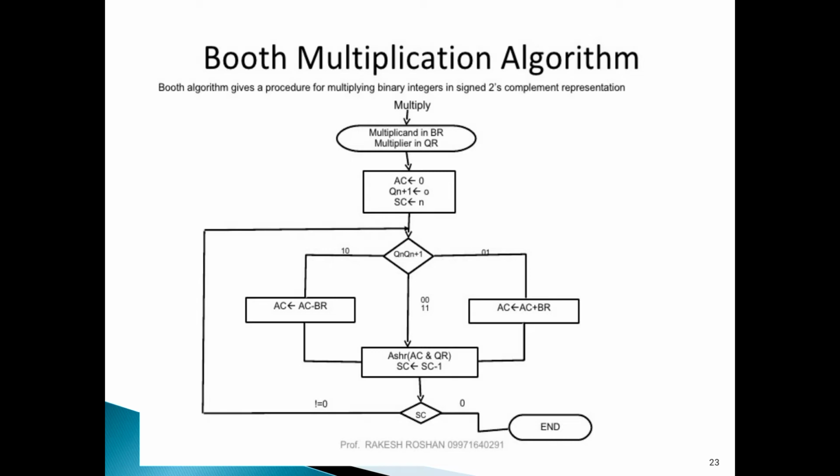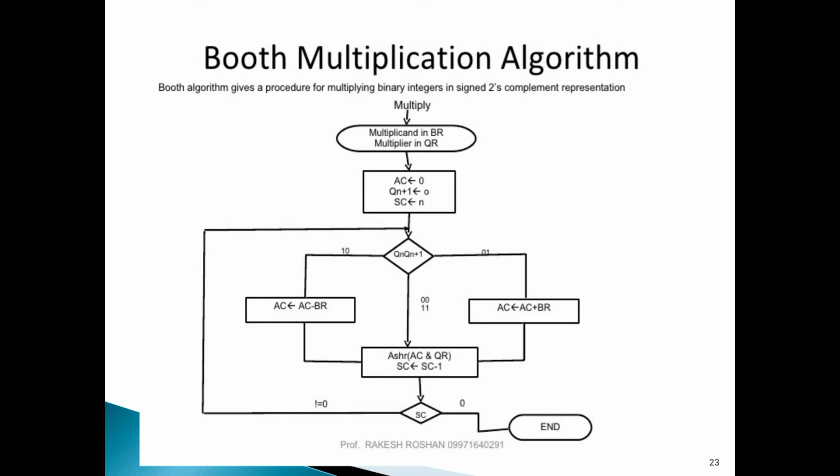So if it is 1 0, then choose this way. If it is 0 1, then choose this way. If it is 0 0 or 1 1, then choose this way. After choosing any one of these, just decrement the sequence counter, then check the sequence counter. If it is 0, then go to end. If it is not equal to 0, this process continues until sequence counter equals 0. The same thing, right? So just follow the flow chart, that's enough. Is it okay? Right.